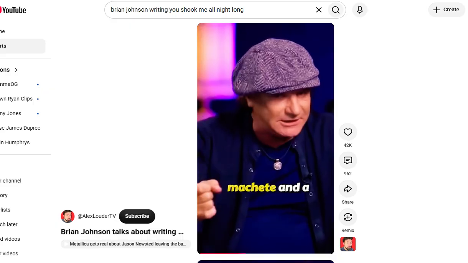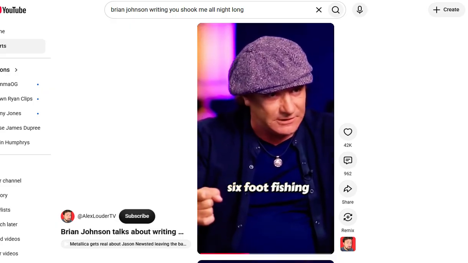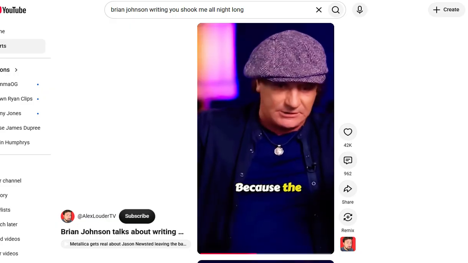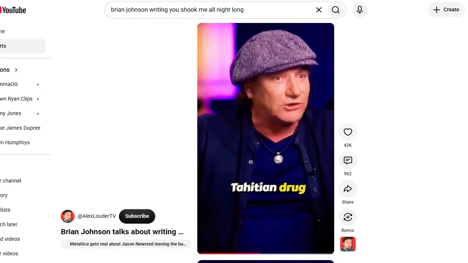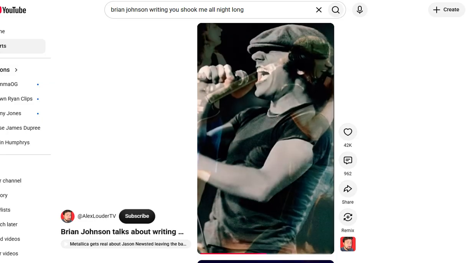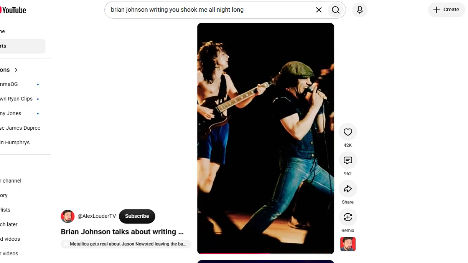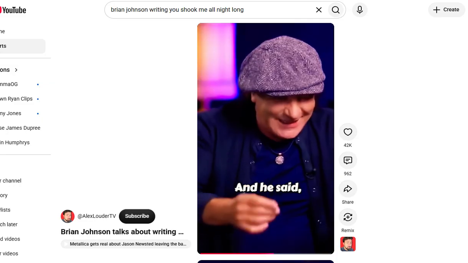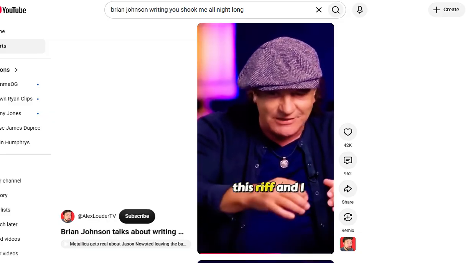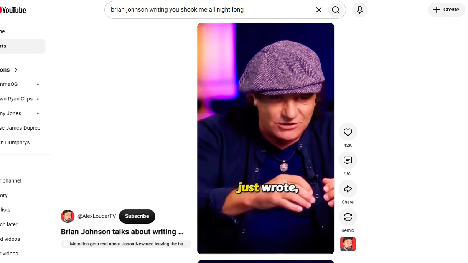And we got a machete and a 6-foot fishing spear from the woman because of the Tahitian drug dealers in the jungle who were coming down trying to steal everything. So that wasn't a good start. And a yellow legal pad and a pen. And he said, "There you go." And he put it there, and I just heard this riff, and I just wrote.